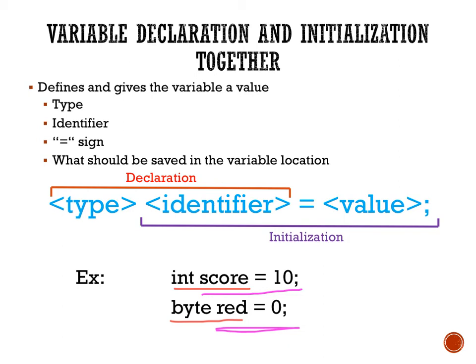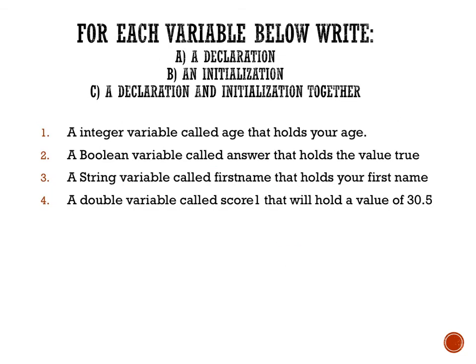So if you're more comfortable having your variable be declared and initialized in the same statement, you are more than welcome to do that. You can do it the other way where you have two separate statements, or you can do it just in one. It's up to you. So what I would like you to do is, for each of the 4 variables below, take a notebook out and write a declaration, an initialization, and then a declaration and initialization together in one statement. So it's going to take a little bit of space. You're essentially going to have 3 lines for each, and you're going to write them out.